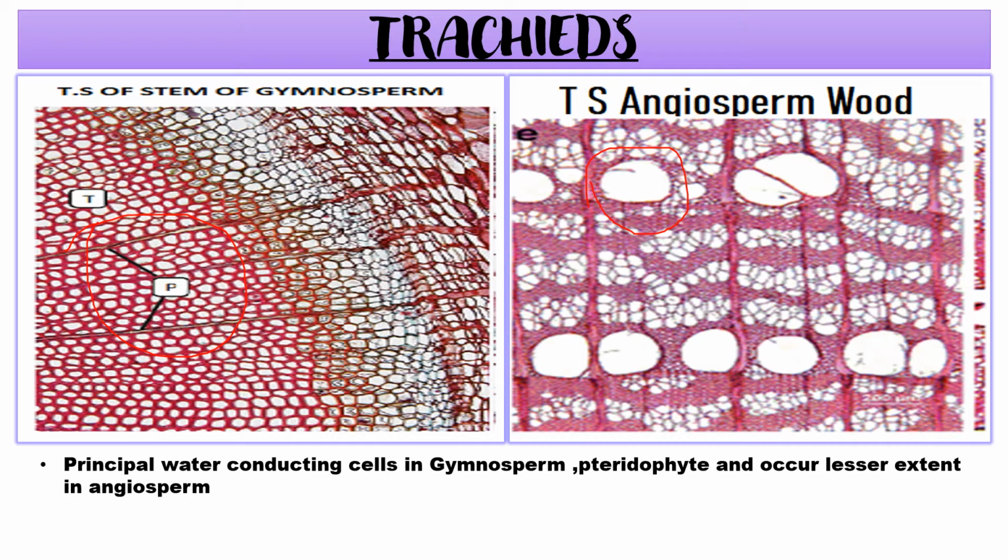Because of this porous structure of vessels, angiospermic wood is also called porous wood, whereas the gymnosperm wood is a non-porous one. Tracheids are considered more primitive than vessels. That means tracheids originated before the vessels.